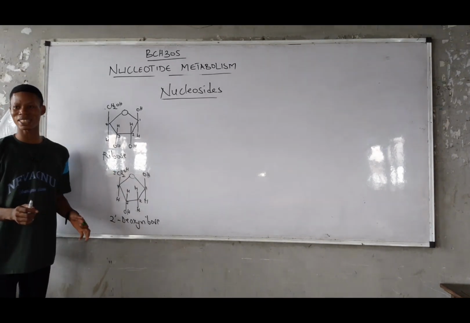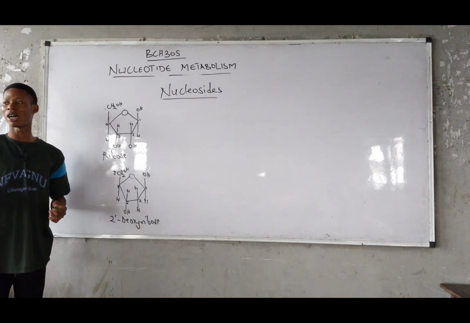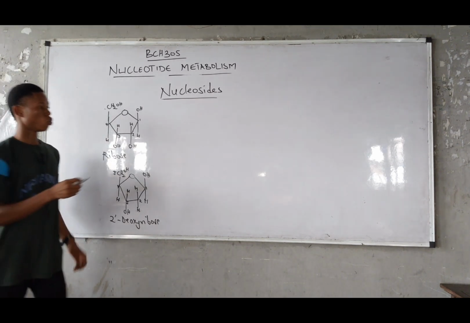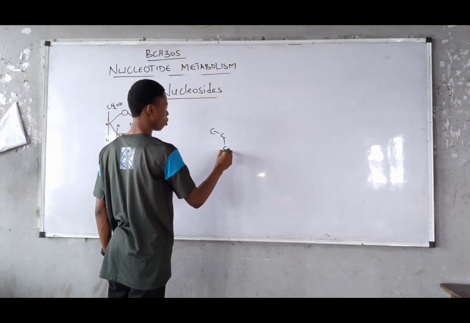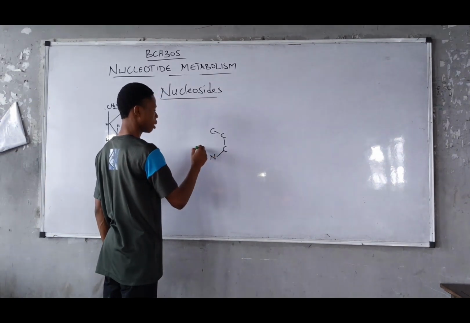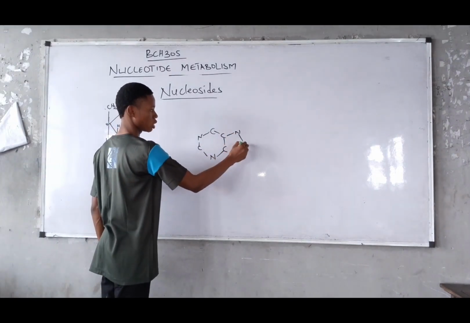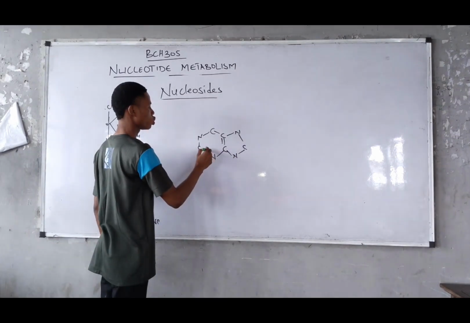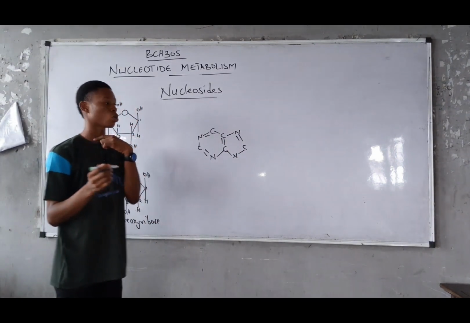Now, how do we attach this sugar and the base together to form our nucleoside? How do we do that? I'm going to start with the purine and we go to the pyrimidine. We already know how to do our purine, right? Carbon, carbon, carbon, nitrogen, carbon, nitrogen, carbon. Then nitrogen, carbon, nitrogen, carbon. Is it not? So I'm going to use the general purine. Let me not be specific. Let me not use any particular one for now.